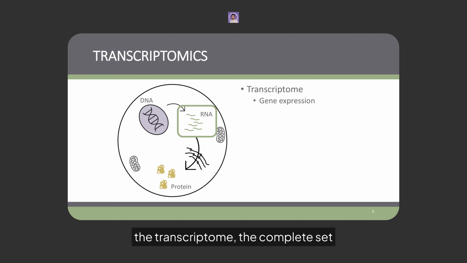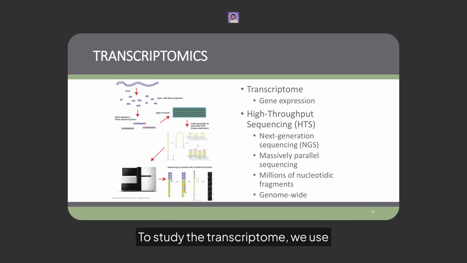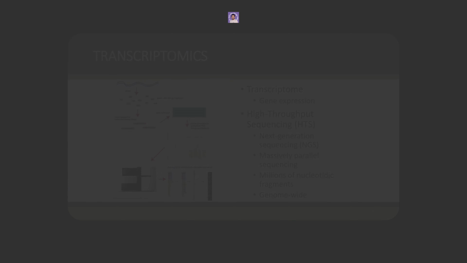Transcriptomics focuses on the transcriptome, the complete set of RNA molecules produced from DNA. By measuring RNA levels, we infer gene expression and link genomic information to functional protein output in specific cells or conditions. To study the transcriptome, we use high-throughput sequencing. RNA is fragmented, converted to libraries, and sequenced in parallel, generating millions of short reads. This genome-wide view enables quantitative analysis of gene expression.